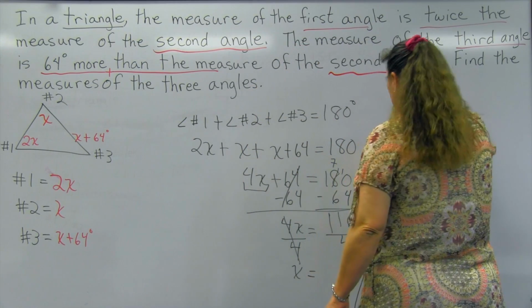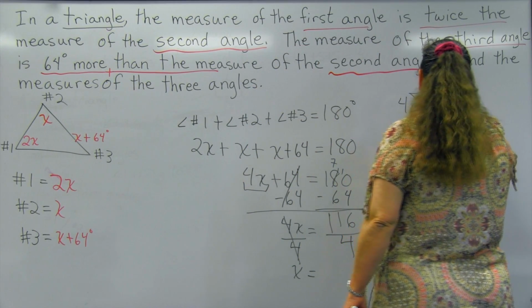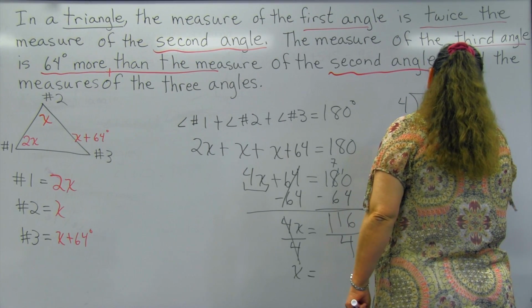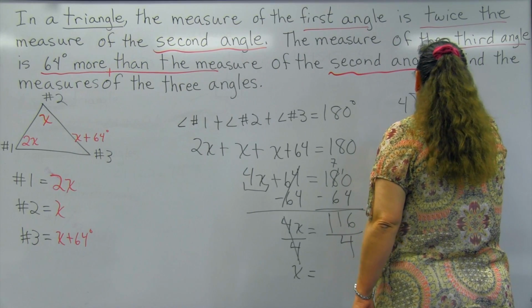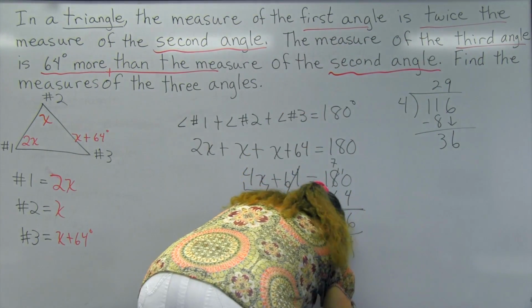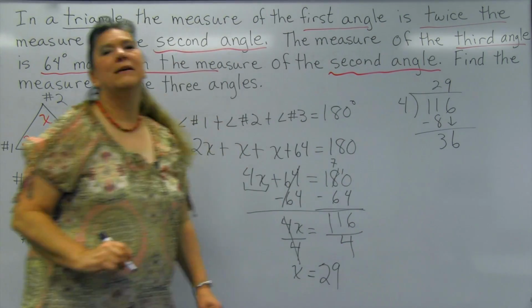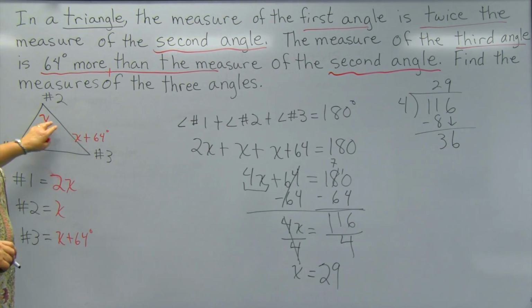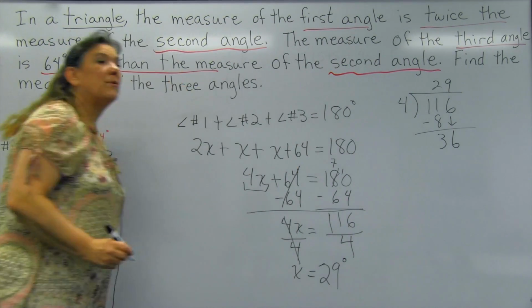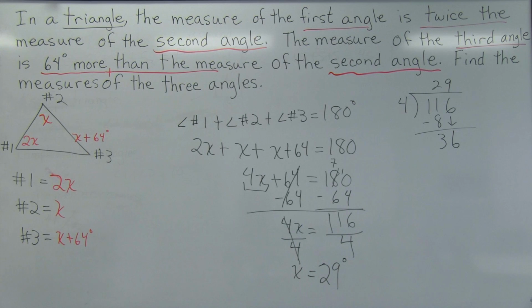4 goes into 11 once, 6. Goes twice, 8. 11 minus 8 is 3. Bring down my 6, and 4 into 36 is 9. So our x is 29. 29 what, guys? Yeah, that's right. The unit of measure for angles is degrees. So it's 29 degrees. But are we finished? No, you're right, we're not.